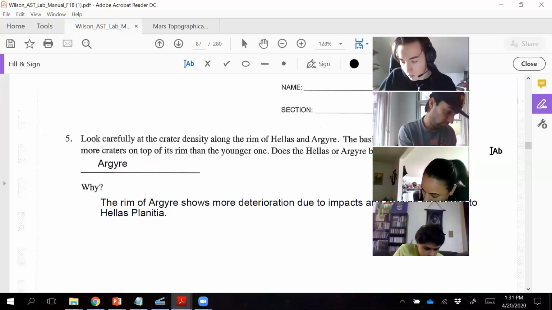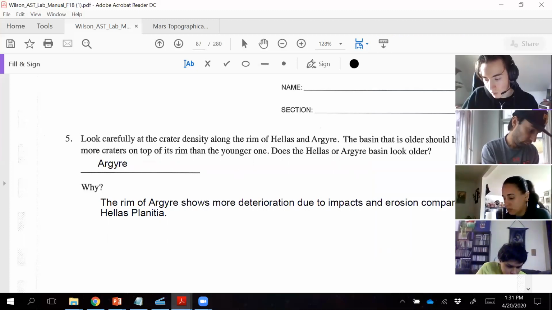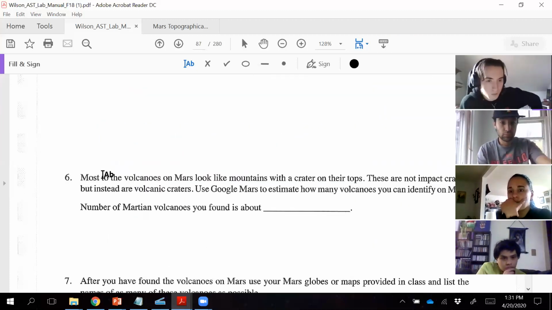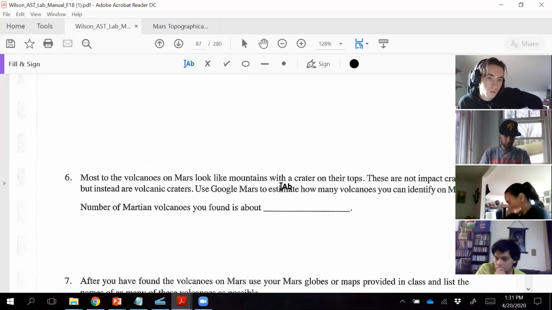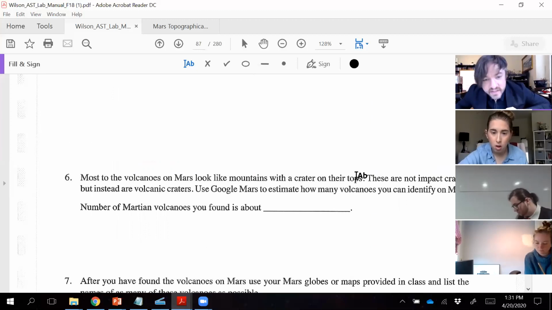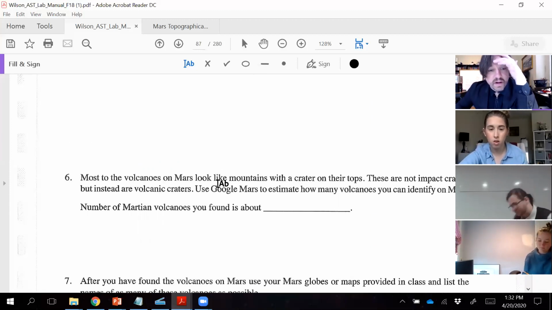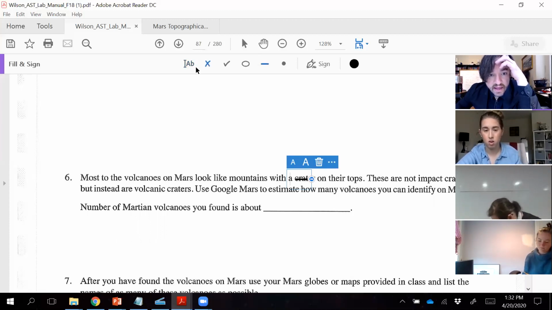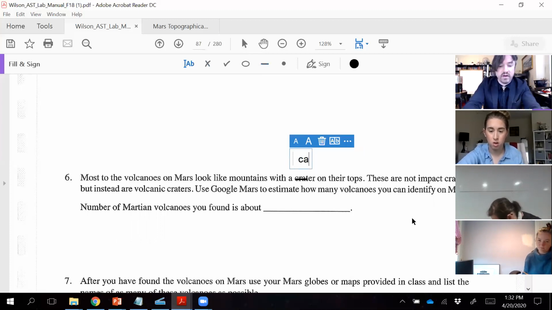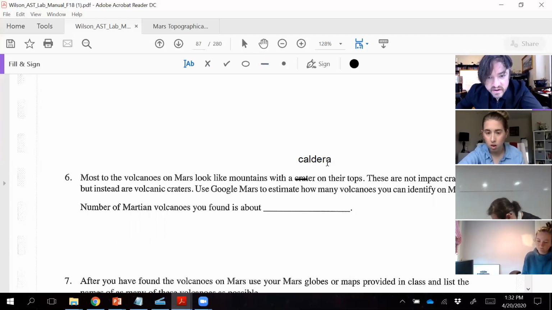All right, let's poke along here and see how we're doing. Most of the volcanoes on Mars look like mountains with a crater on their tops. Boo, that's not how we talk. What do we call the little crater at the top of a volcano? Caldera. That's right. Most of the volcanoes on Mars look like mountains with a caldera on their tops. These are not impact craters, but are instead calderas.